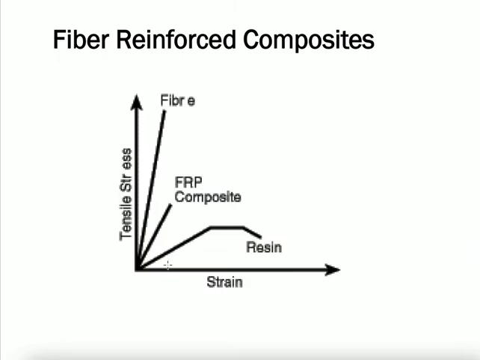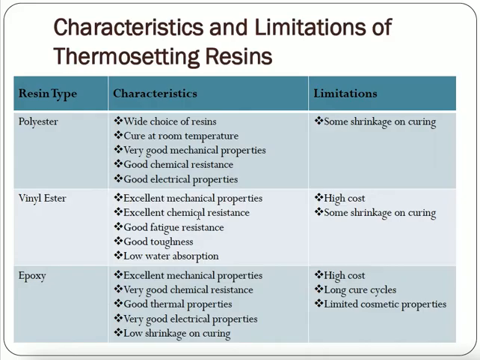Right, so we can see here the strain versus tensile stress for the fiber reinforced composites. We have fibers inside the material, and also we have the resin as the binder, right? Therefore, in combination of these two materials, we can develop a material of sufficient tensile stress, and it is known as the FRP composite.